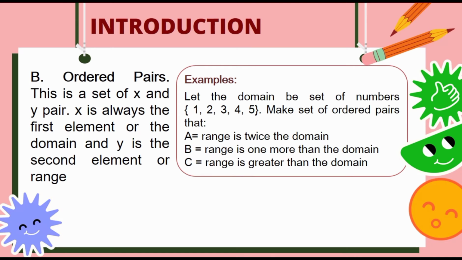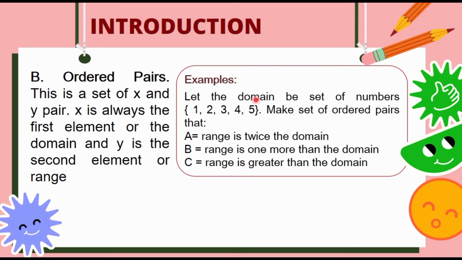Okay. So, the second way on how a relation can be presented is through ordered pairs. This is a set of x and y ordered pairs. x is always the first element or our domain, and y is our second element or what we call the range. Through ordered pairs, we can also easily determine if the given is a function or simply a relation. I have here an example.